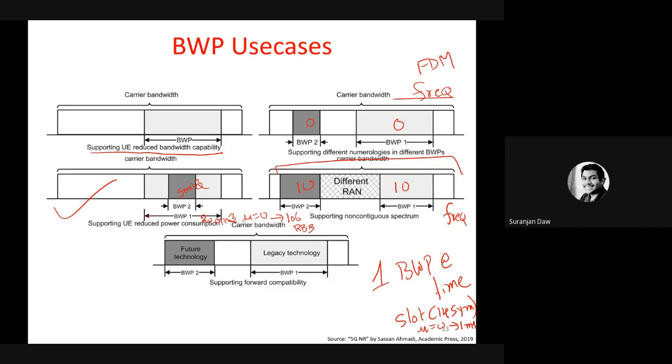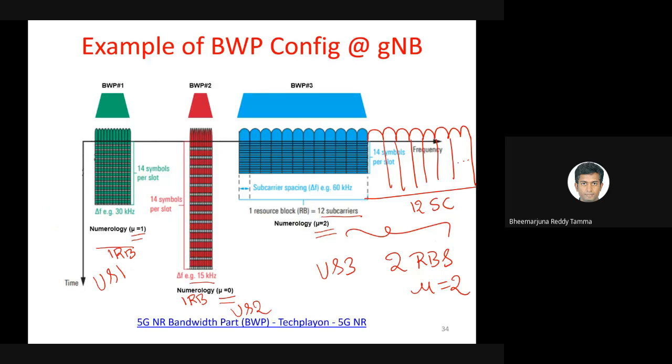If it does not want that, then it has to do bandwidth parting and divide itself into two bandwidth parts, and then they can follow different numerologies. No, I didn't get it, Suranjan. What are you trying to say with respect to this figure? I'm saying that two bandwidth parts can have two different numerologies, right? Just like the diagram we just saw. Yes, here I have three different bandwidth parts, each of them with their respective numerologies.